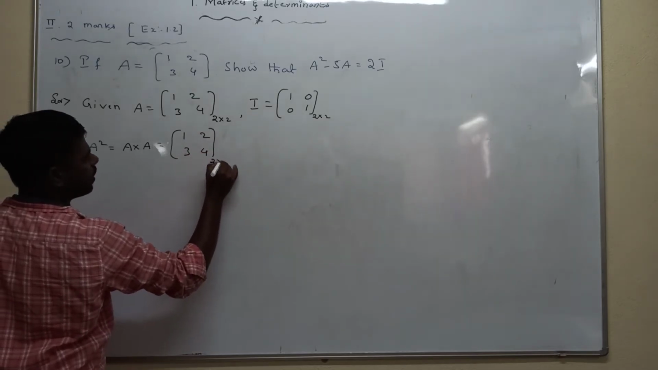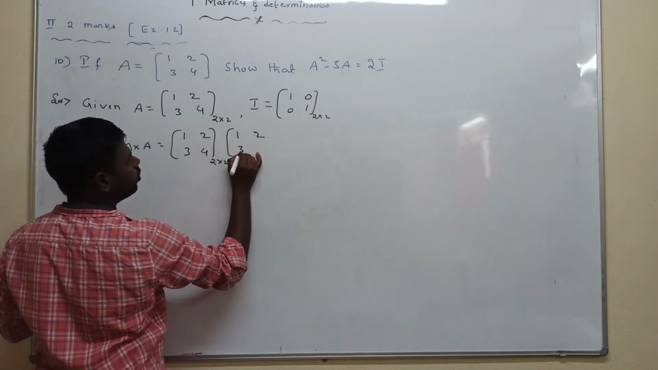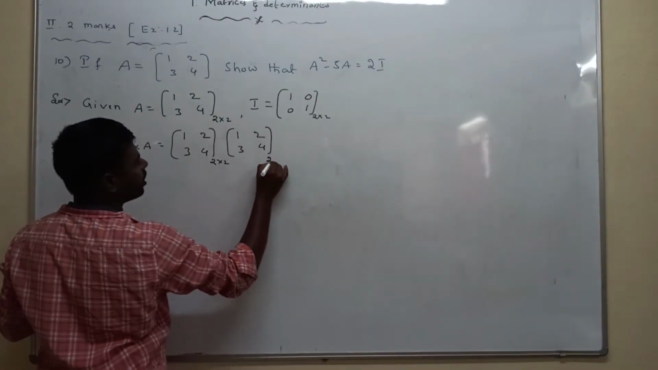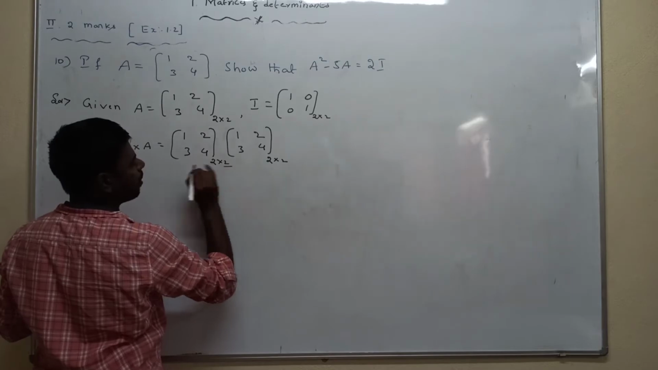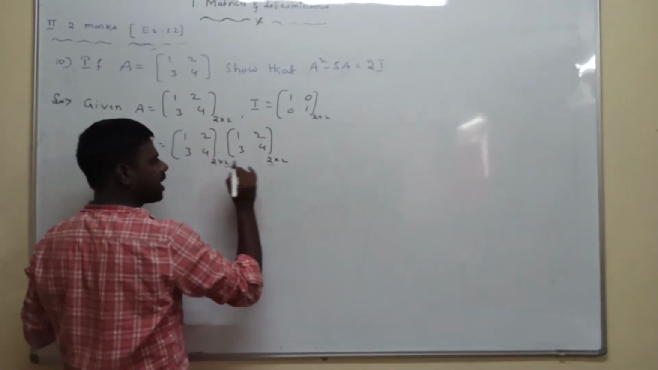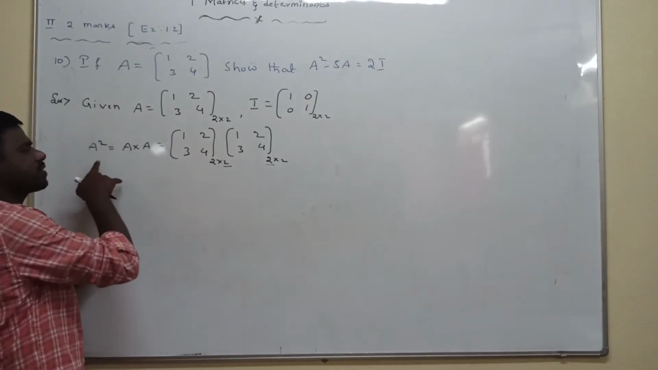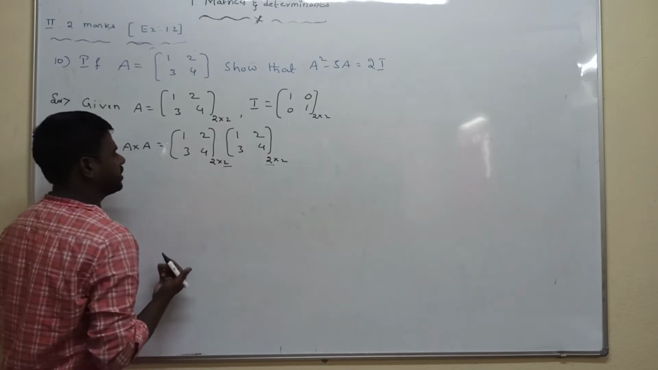The order of the matrix is 2 by 2. Again substitute the A matrix 1 2 3 4; this one also has order 2 by 2. The number of columns of the first matrix is equal to the number of rows of the second matrix, both are equal, so the product will exist. Finally the A square resulting matrix is a 2 by 2 matrix.